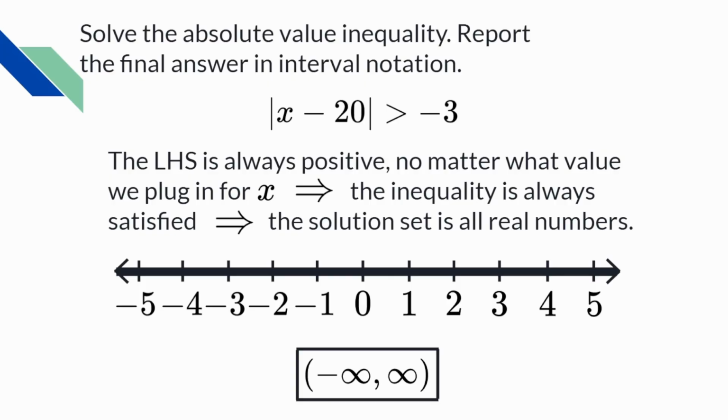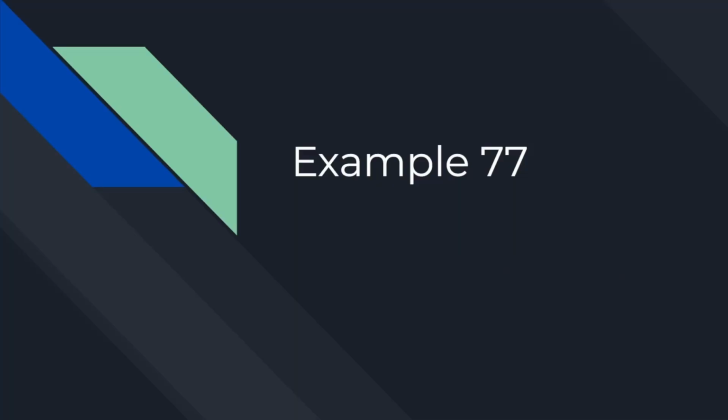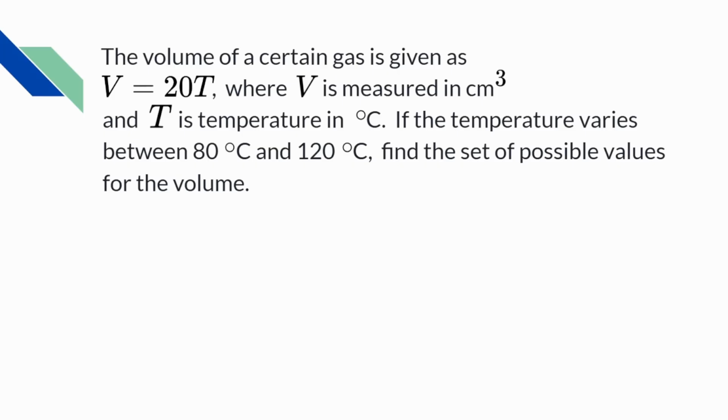All right, let's try one more problem. All right, this is a word problem, and it's an application in chemistry, actually. It's a pretty interesting problem. So let's dive into it. All right. The volume of a certain gas is given as V equals 20T, where V is the volume measured in cubic centimeters, and T is the temperature measured in degrees Celsius. All right? If the temperature varies between 80 and 120, we're asked to find the set of possible values for the volume V.